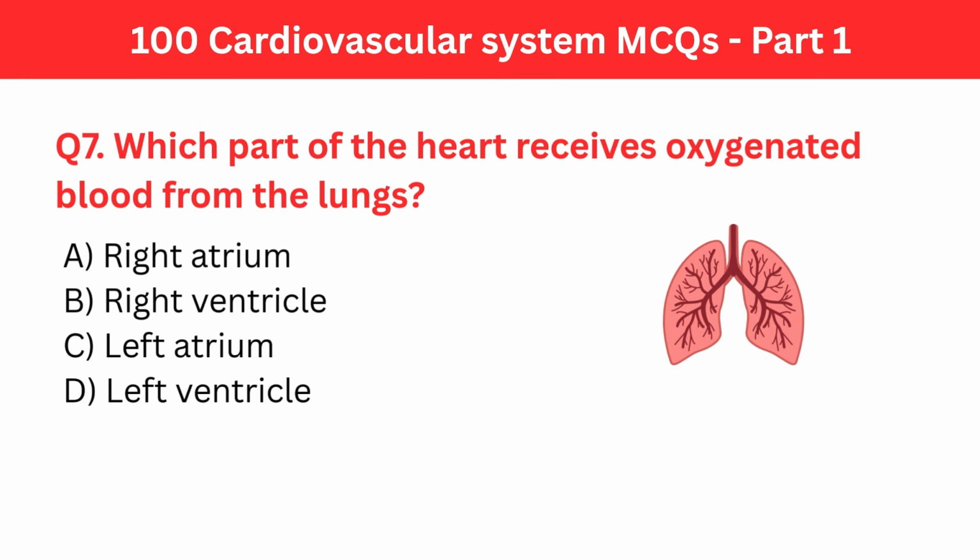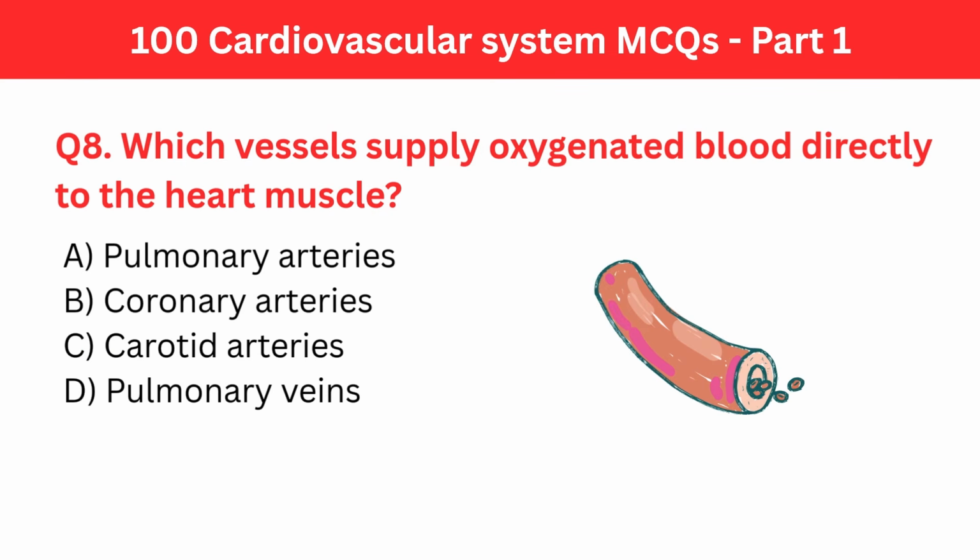Question number 7. Which part of the heart receives oxygenated blood from the lungs? The right option is C. Left atrium. Question number 8.